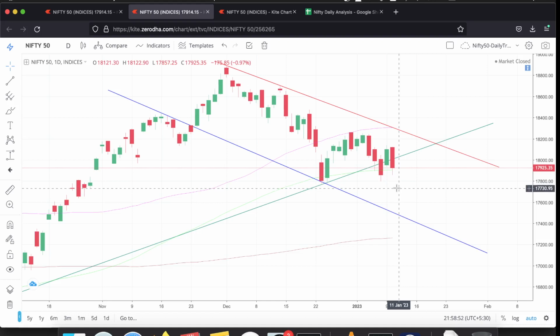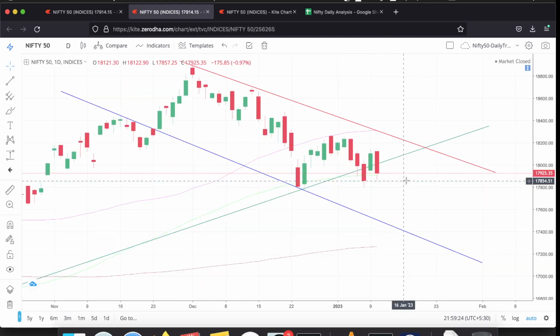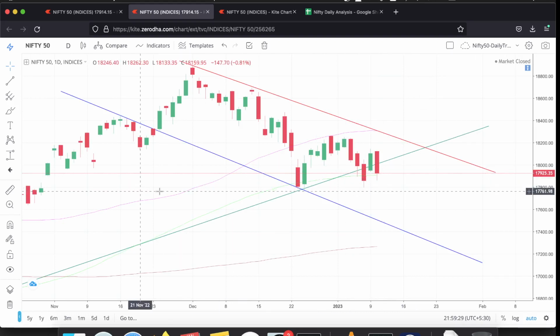So at any point in this particular 150-point zone, sorry, between 17,650 to 17,800, at any point in this 150-point support zone, Nifty can find a support and then it may slightly bounce above this. It all depends on how much support it gets and how strong the bearish price action is. So this is what we can infer from the price action, the trend lines and the moving averages.